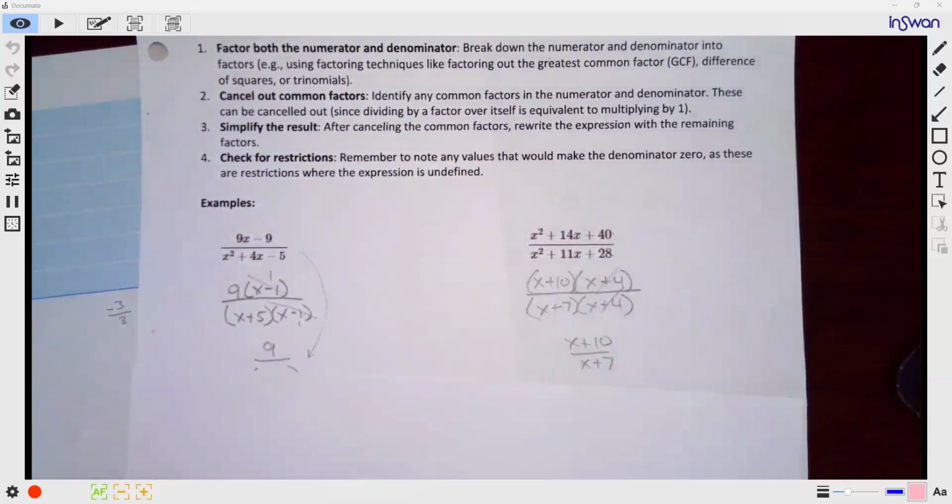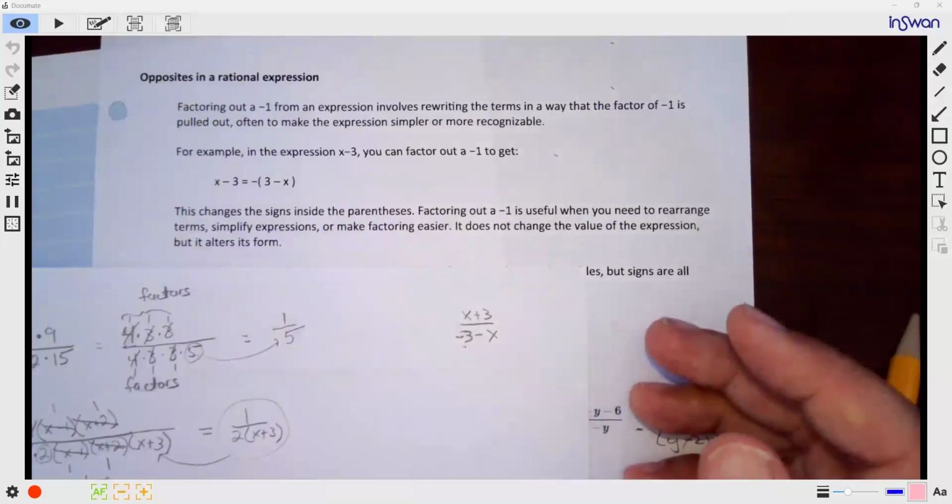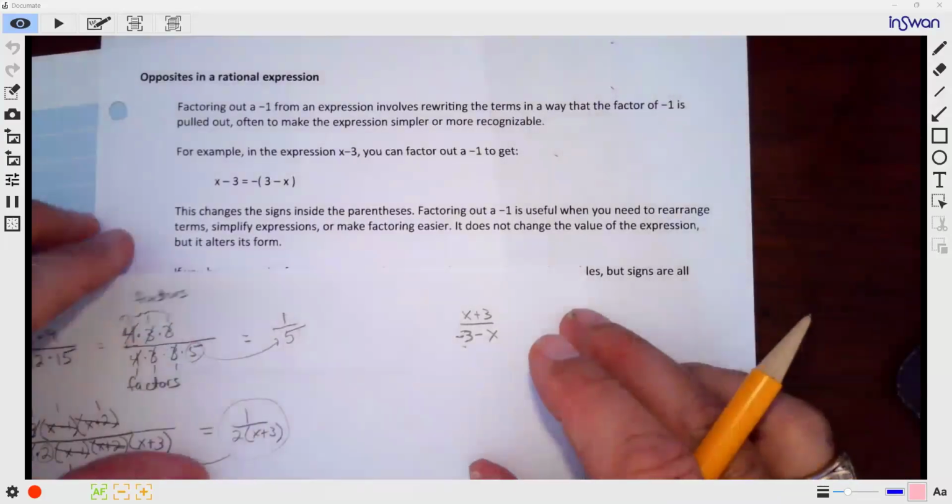Okay, it's pretty basic, but it's completely dependent on you being able to factor. Now we're going to look at the idea of opposites.